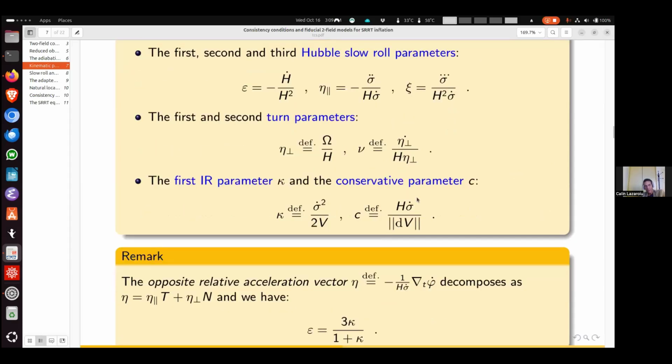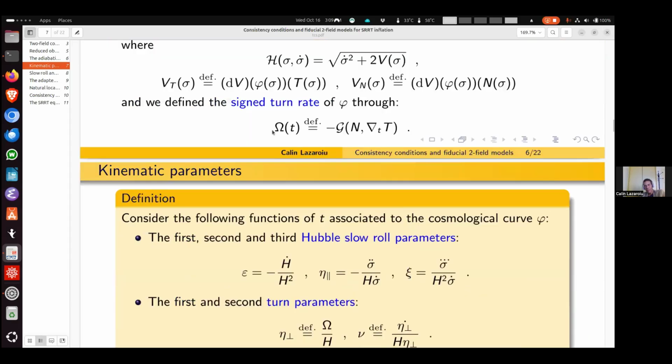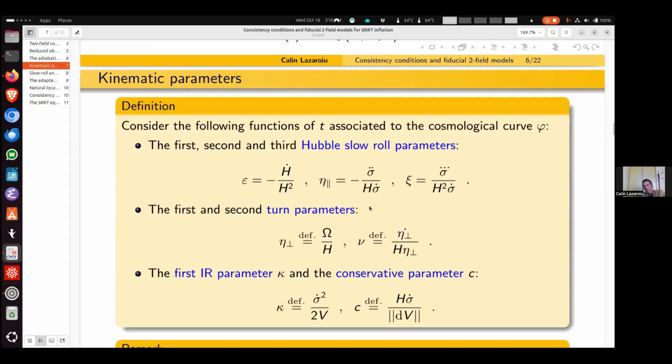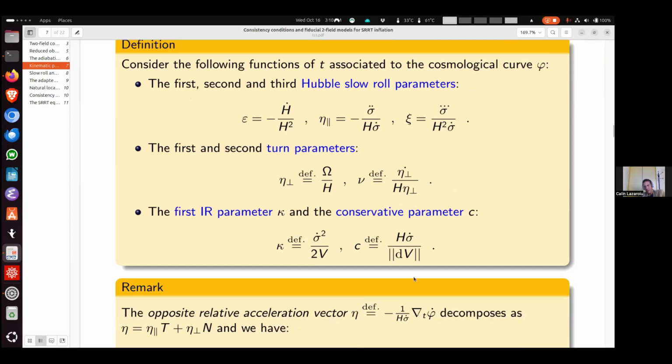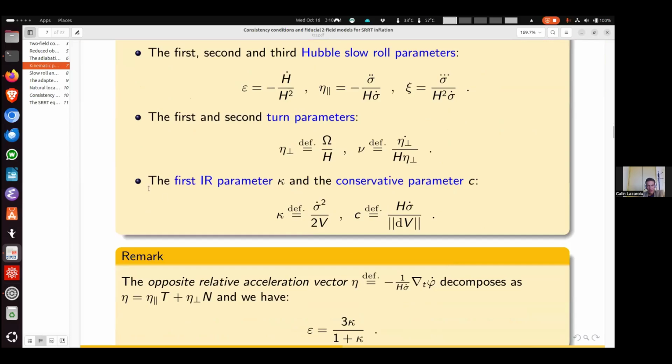But you also have other parameters. You have the so-called first and second turn parameters. These are denoted usually by eta perp and nu. The eta perp is just omega divided by h. Remember that omega was, again, a cosmological observable given by that formula. And nu is the time derivative of eta perp divided by h times eta perp. So again, nu is a higher order cosmological observable, which can be reduced to a first order cosmological observable modulo the cosmological equation.